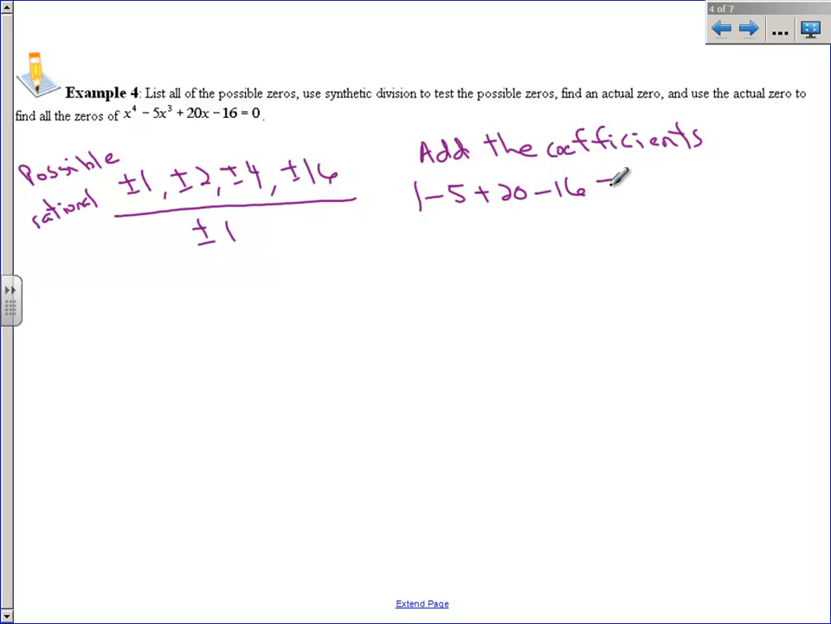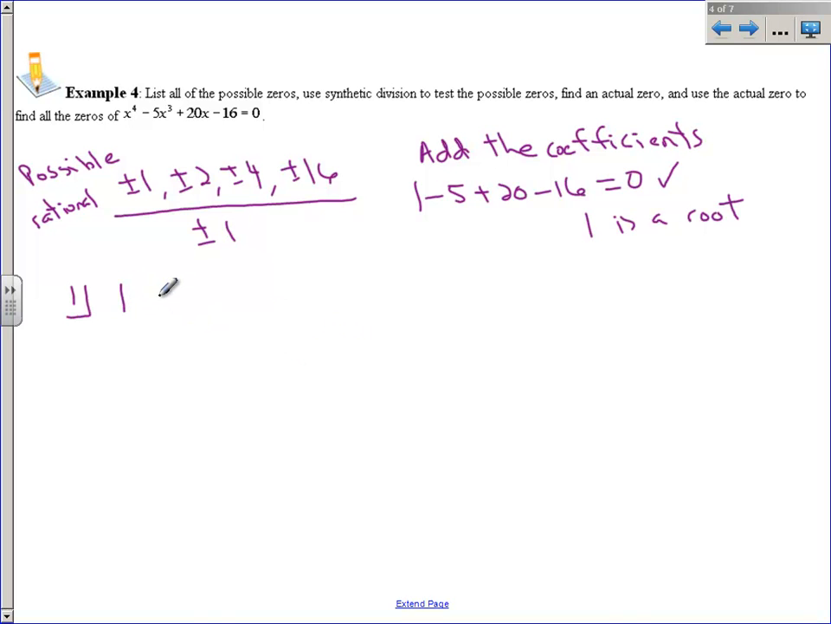Let's see what that is. 1 minus 5 is negative 4. Negative 4 plus 20 is 16. 16 minus 16 is 0. This means that 1 is a root. This graph touches at x equals 1, which means we have found one already to break this quartic into pieces. Quartic is an x to the fourth. So since we know 1 has to work, that means we better get 0 as our remainder.